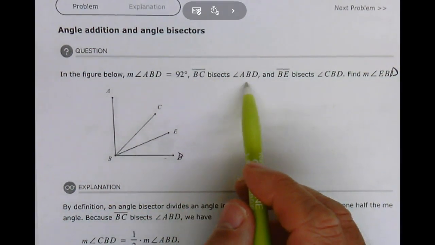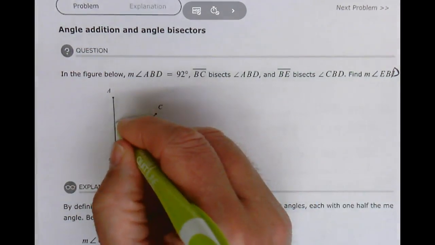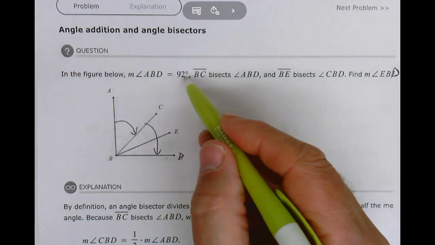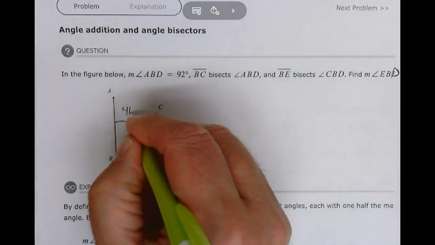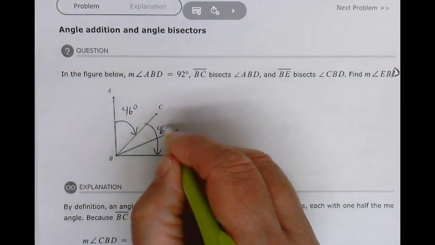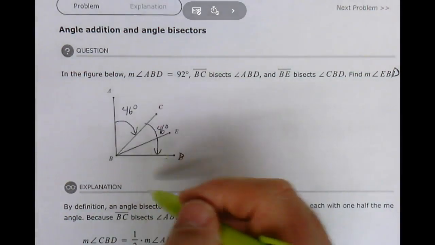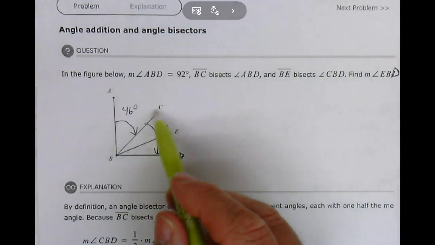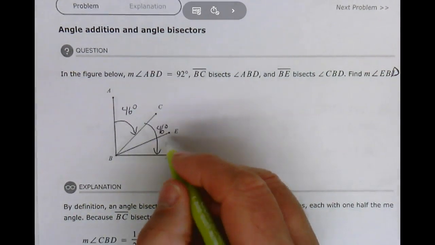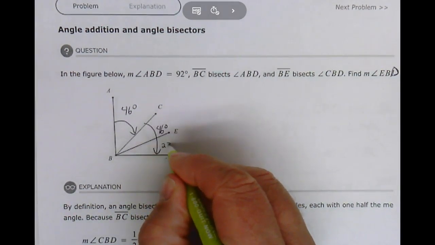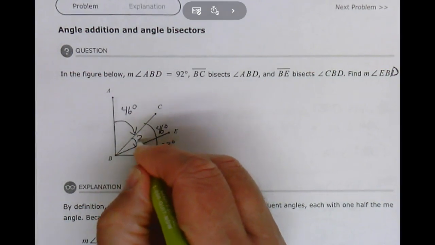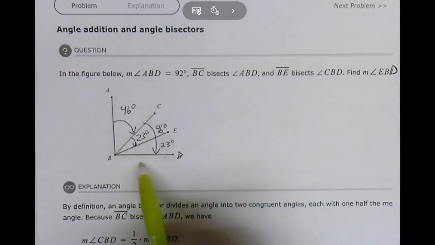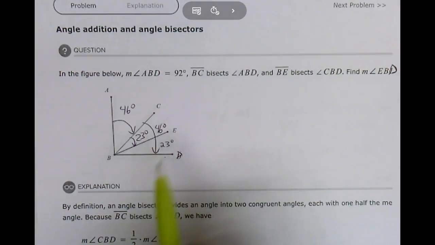BC bisects that. So then we'd know this is half of 92, and so is this. So 92, that would be 46 degrees. 46 degrees, both of these, you add them together, you get 92, right? And then it says BE bisects this one, so then we would know that this one here is 23 degrees, and this one here is 23 degrees. And it wants to know what EBD is, right here, it should be 23 degrees.